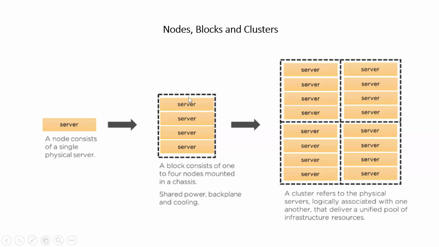So this block is a 4 node block, for example. We can insert 4 nodes in a single block. The power cables to the block will be single. It will go through a single power supply with redundancy, but each and every node won't have a power supply; the complete chassis or complete block will have the power supply.